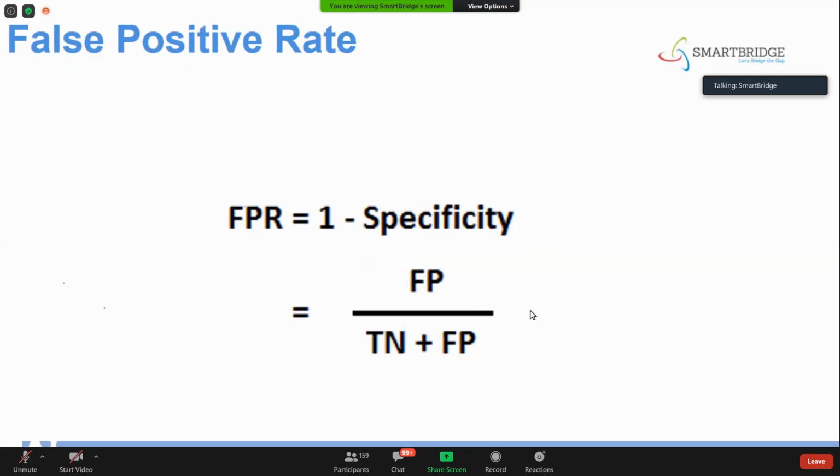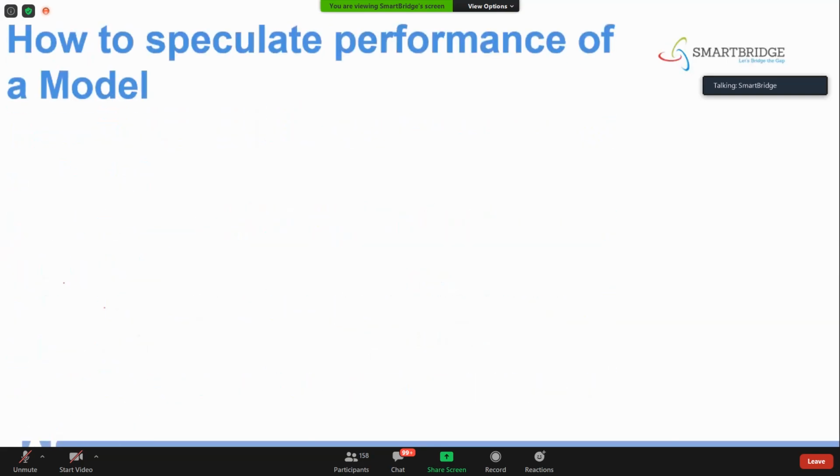False positive divided by true negative plus false positive. So this is how you will be calculating the TPR and FPR. After this, you will be plotting the AUC-ROC curves based on the threshold.